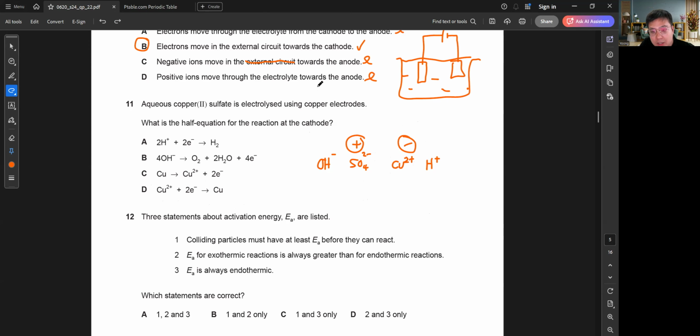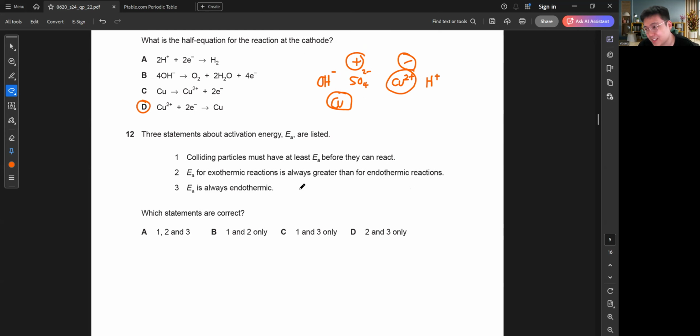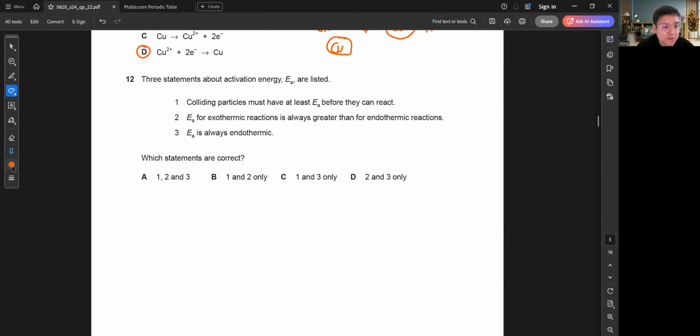Oh, hold up. Sorry, it's using copper electrodes. So if we are using copper electrodes, Cu2+ gets chosen here. But if it was at the anode, then it would be Cu, because copper is in the electrode itself. The copper will lose electrons first, so it will be the one chosen instead of OH-. So this answer here is D. It's just a small trap to confuse students.